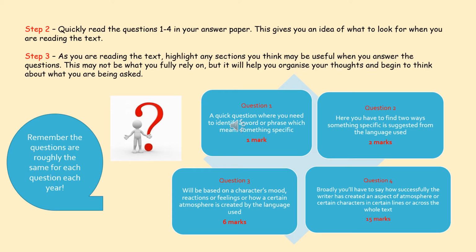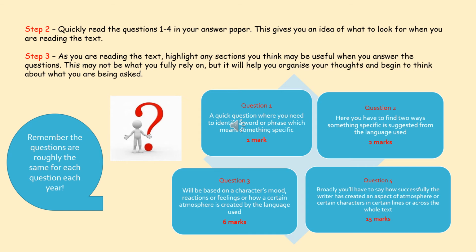If step 1 is to rule off on the paper the lines to which the questions are related, step 2 is to quickly read the questions in your answer paper so that when you read the text you're already beginning to formulate ideas of what you might need to put. As you are doing this, as you're reading the text, if you've got a highlighter, then you can highlight anything else that you think might be useful. It may not be what you absolutely rely on, but it will help organize your thoughts and get you thinking about what's being asked of you.